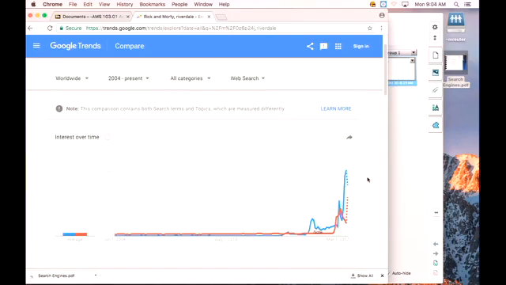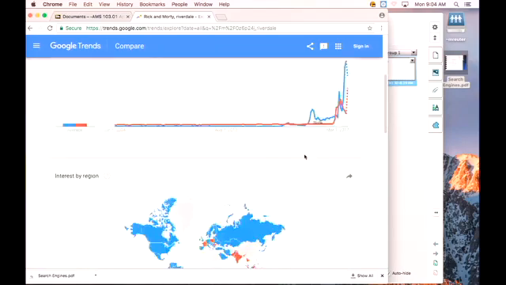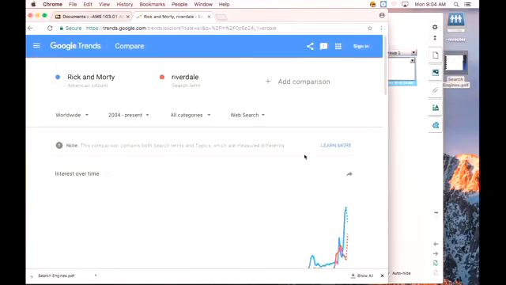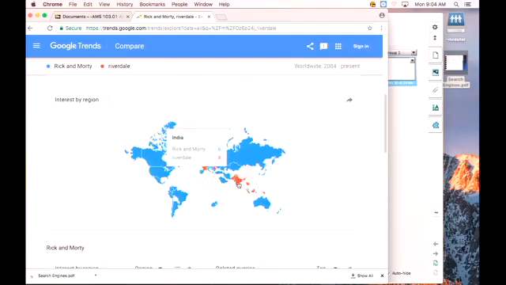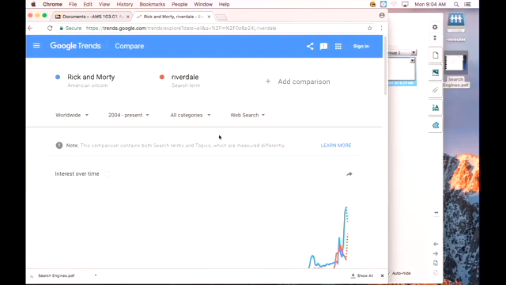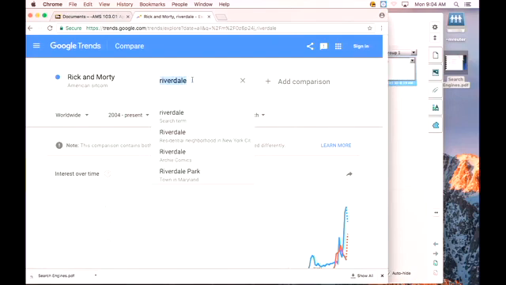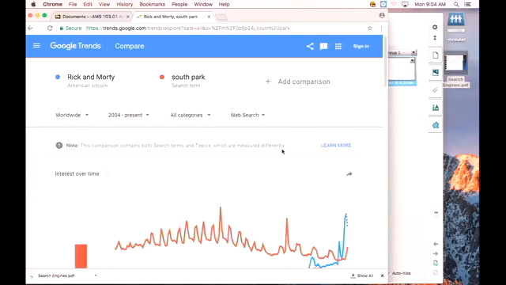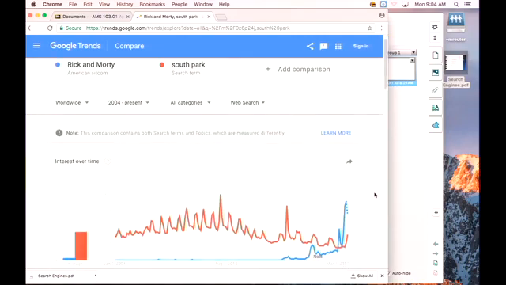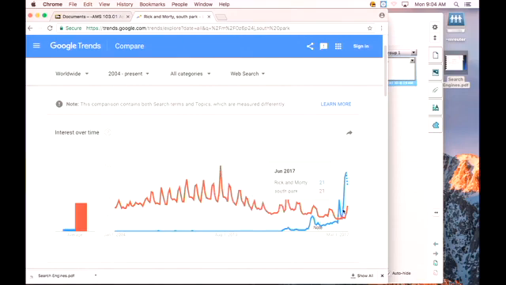Rick and Morty to South Park. Okay. And interesting, Riverdale is very popular, much more popular in India and France and Holland. Okay, I'm sorry, what was it again? South Park. Okay, so South Park is pretty popular, but in the very near term, Rick and Morty is more popular.